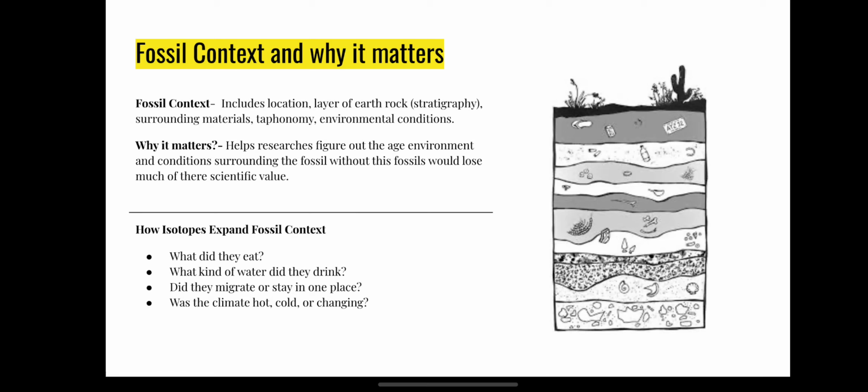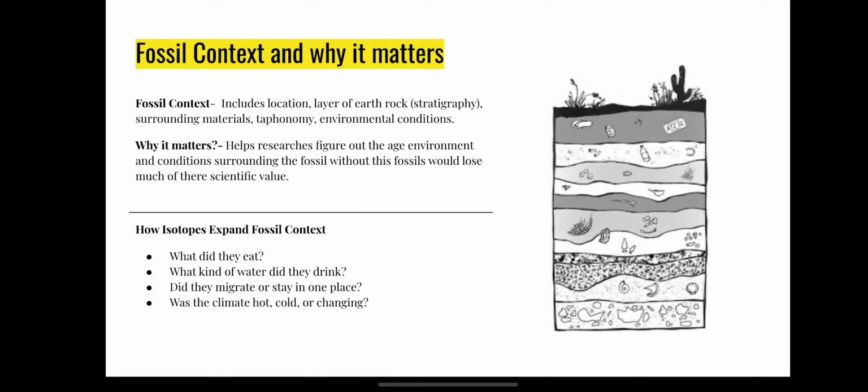But before we get deeper into isotopes, let's first talk about the fossil context. Fossil context is everything about where and how a fossil is found, like the type of rock sediment it was buried in, the different materials that surround it, and the kind of environment it's in. These give anthropologists important clues of how the fossil lived, and without these context clues, the fossil would just be a bone.